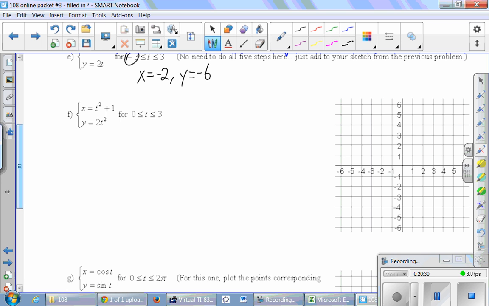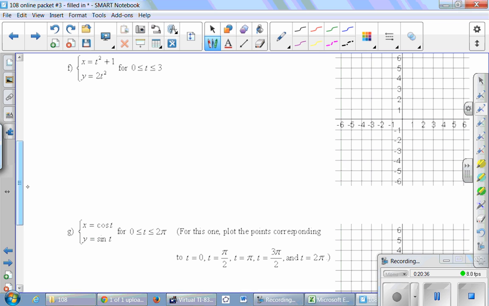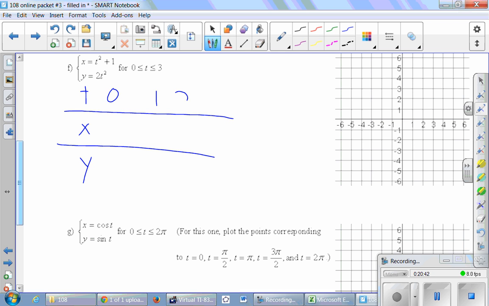Okay, where f has t squared. All right, so that feels like a parabola. So we're done with these silly lines. Let's see here. We'll make our chart as usual: t squared plus 1, 0 squared plus 1, 1 squared plus 1, 2 squared plus 1, and then 3 squared plus 1, and then 2t squared.